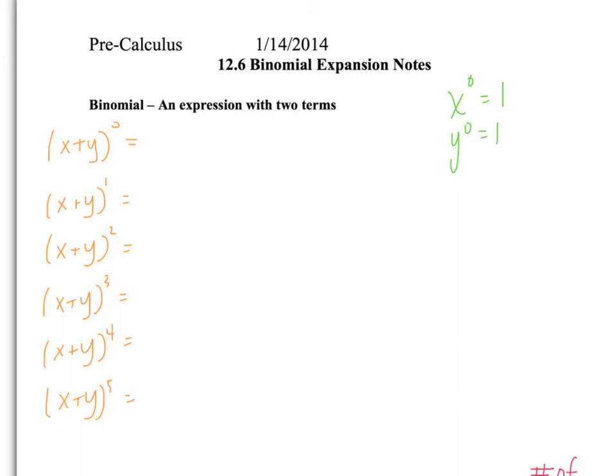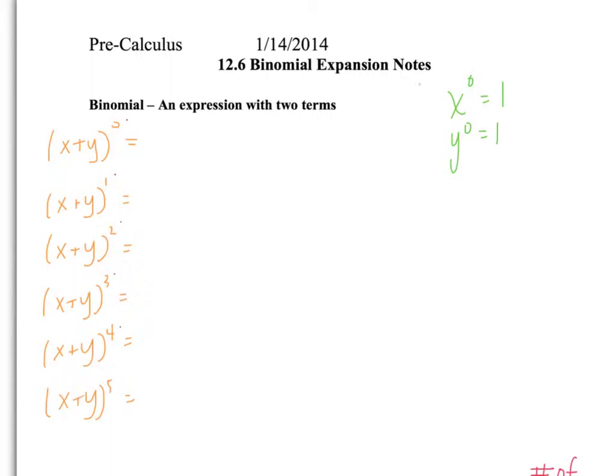Section 12.6 is on binomial expansion. So we're taking binomial terms, which are expressions that have two terms, and we're expanding them out based on the exponent. So, for example, a binomial looks like x plus y, and the exponent, as you can see, goes 0, 1, 2, 3, 4, 5. They're increasing in an increment of 1, and we're going to see what happens when we expand these out.